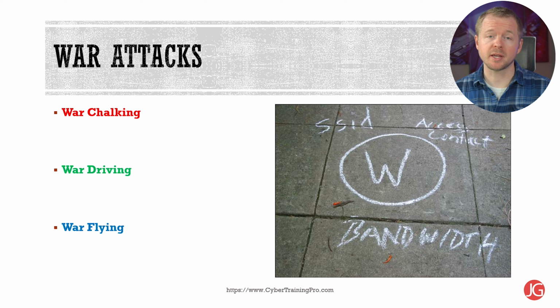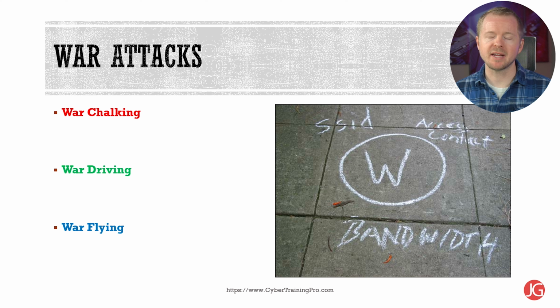The first is war chalking, which isn't really talked about much these days, but in the early days of Wi-Fi, if people found open Wi-Fi networks as they were walking around, they would use sidewalk chalk to draw symbols on the sidewalks. Each of the symbols that somebody would draw would indicate something, like an open wireless network.